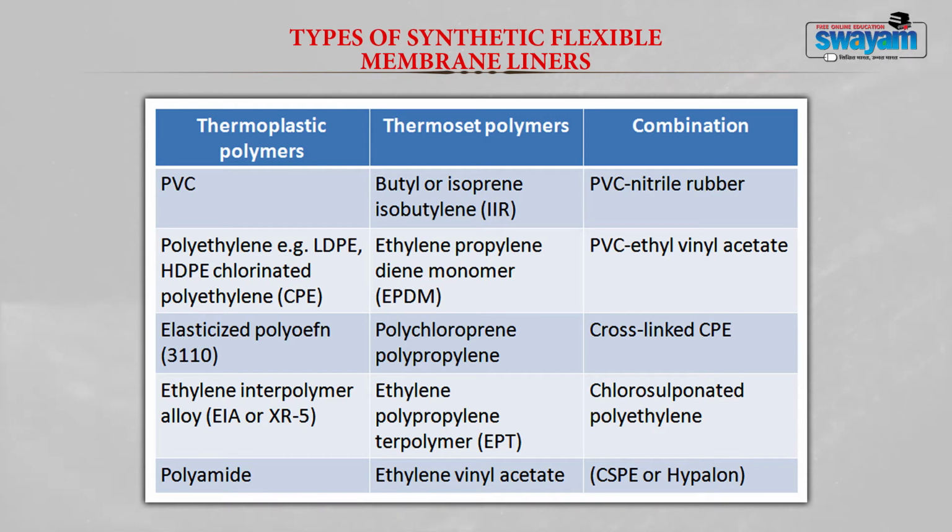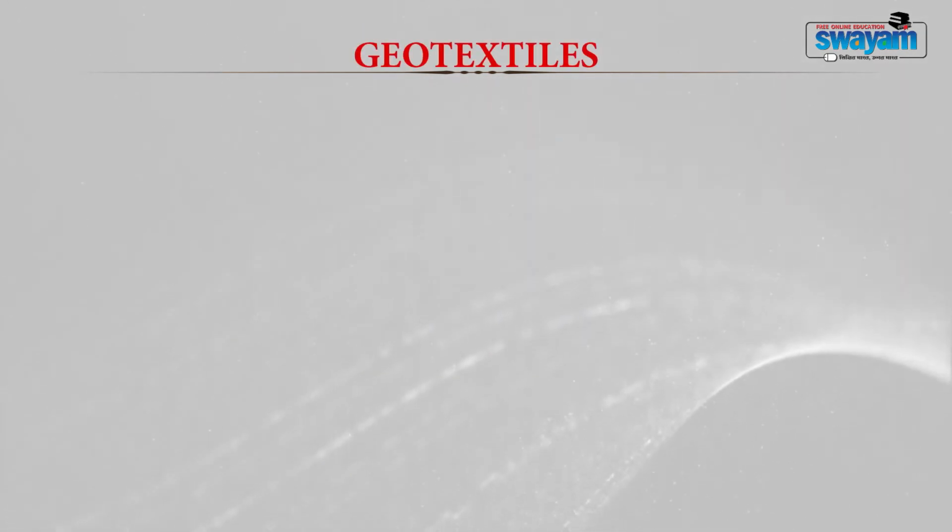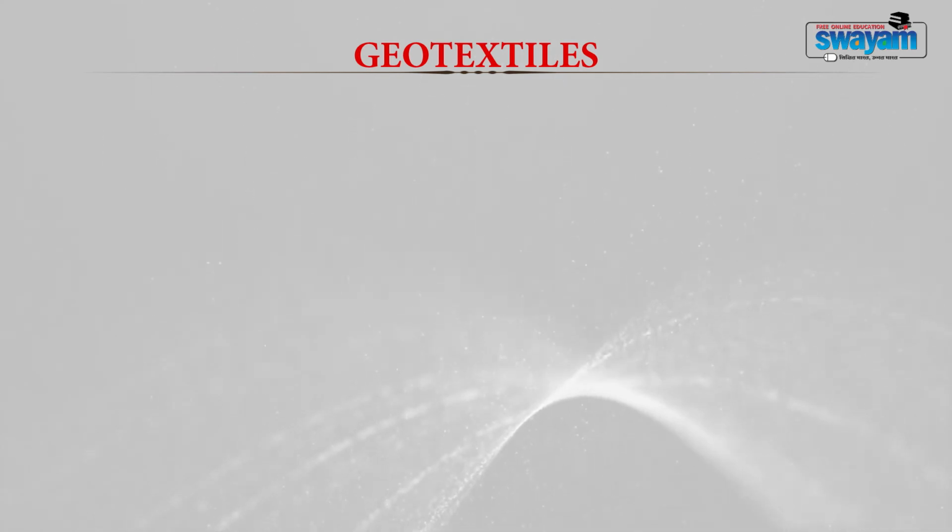Likewise, under thermoset polymers you have butyl or isoprene isobutylene, ethylene propylene diene monomer, polychloroprene, polypropylene and ethylene vinyl acetate. In combination you have PVC along with nitrile rubber, PVC with ethylene vinyl acetate, cross linked CPE, chlorosulfonated polyethylene and hypalon. So, these are the different types of materials that are used for manufacturing or fabrication of your synthetic flexible membranes. Another type of liner material that is popularly used is geotextile.